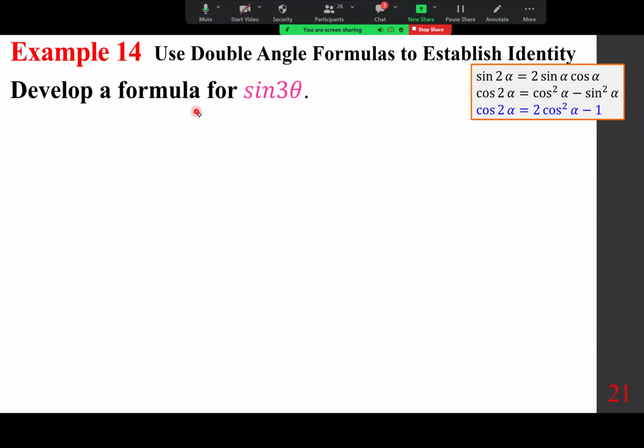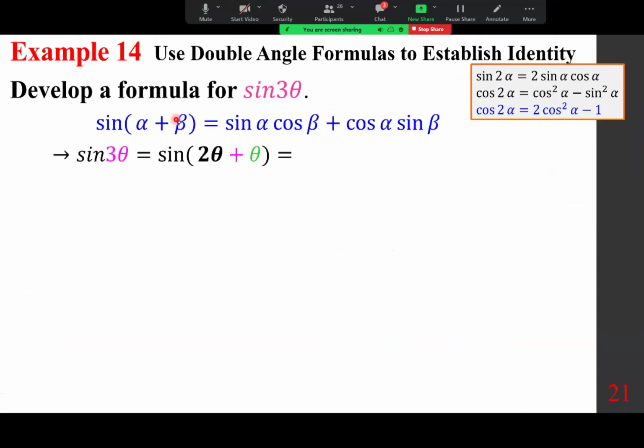Develop a formula for sine of 3 theta, and we are going to go with sine of alpha plus beta, and we write sine of alpha cosine beta, cosine alpha sine beta. So one of them is theta, one of them is 2 theta. That's how we are going to develop it, everybody. So sine of 3 theta is sine of 2 theta plus theta, and in this formula, change the alpha to 2 theta, so this becomes 2 theta, and beta to theta. So we get sine 2 theta cosine theta plus cosine 2 theta sine theta.